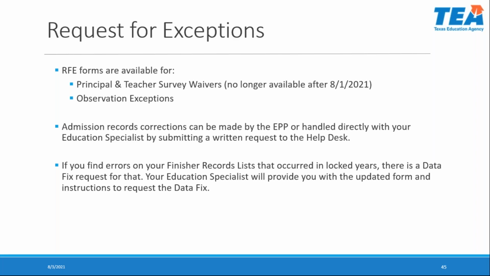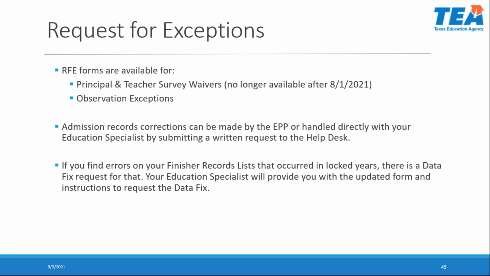As in past years, EPPs may submit data exception requests to except data points from the various data sets. The RFE, or request for exception, forms are posted on the Program Provider Resources page on the TEA website. These forms perform best if your Adobe software is updated and if you save them on your desktop first, then fill them in, sign and save, then attach them to a help desk ticket. Your education specialist will review the request and either approve or deny the request with reason. You should receive a return copy for your records.